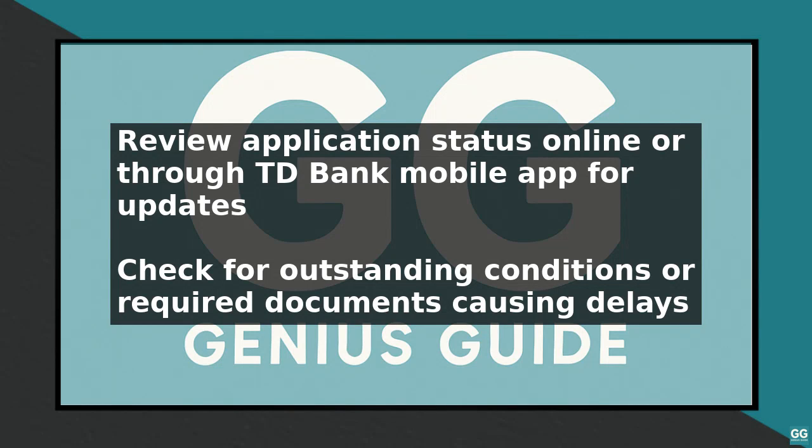To troubleshoot a TD Bank mortgage application, start by reviewing the application status online or through the TD Bank mobile app. Check for any outstanding conditions or required documents that may be causing a delay. If you are unsure about the status, contact TD Bank Mortgage Customer Service for assistance.